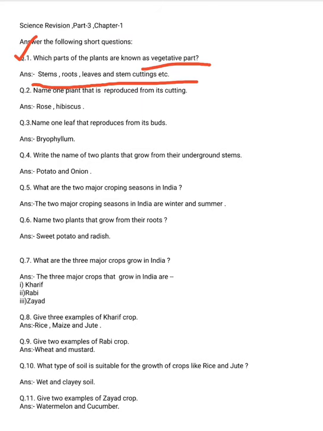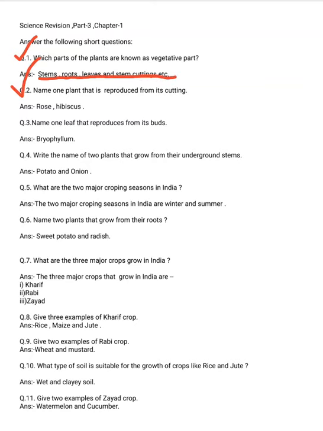You have to remember we can reproduce plants from these parts: stems, roots, leaves and stem cuttings. So our vegetative parts are stem, roots, leaves and stem cuttings, right?